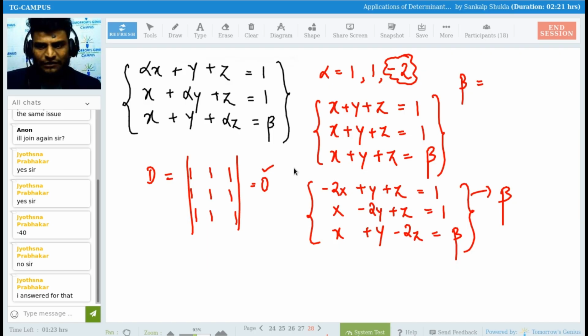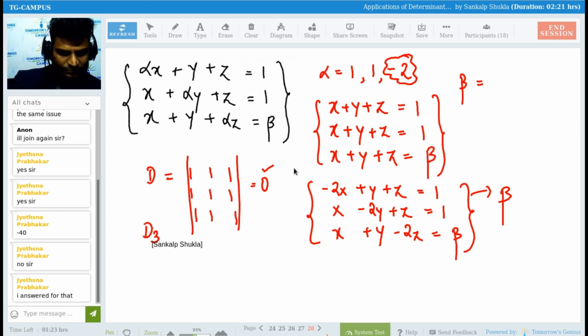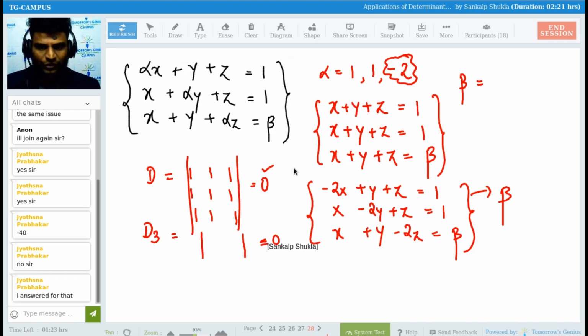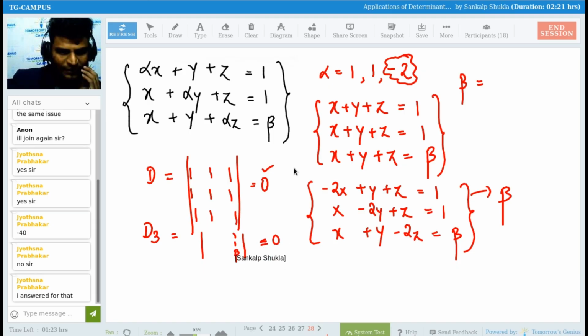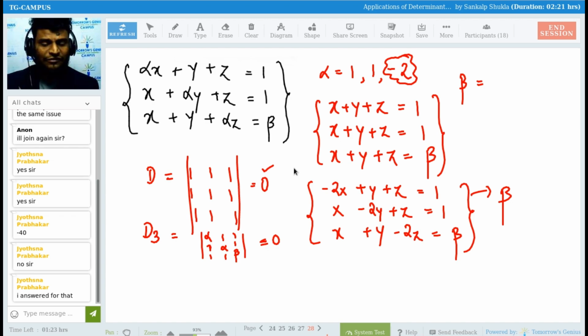like the value of z will be d3 by d, right? So if I just form d3, I can put the value of d3 as equal to 0. So what is d3? The same d, and I'll replace the third column with this 1 1 beta. 1 1 beta will be here, right? And alpha 1 will be here, x 1 and alpha will be here, and 1 and 1 will be here. So you can solve this determinant, find the value of beta, and then you have to match with the options that are given.